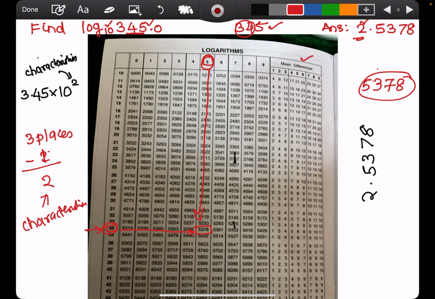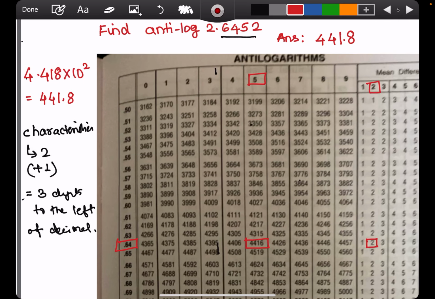So the answer for log to the base 10 of 345 is 2.5378, where the characteristic is 2 and the mantissa is 5378, right? So this is how the log table is to be used.